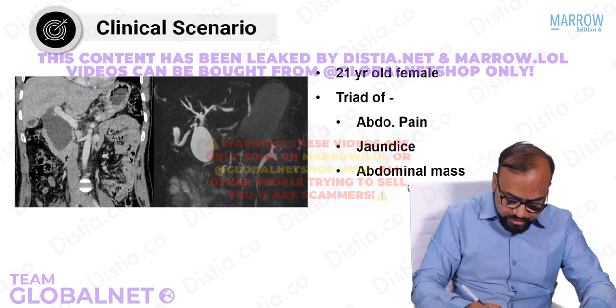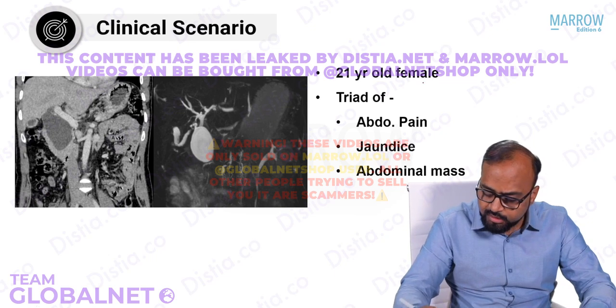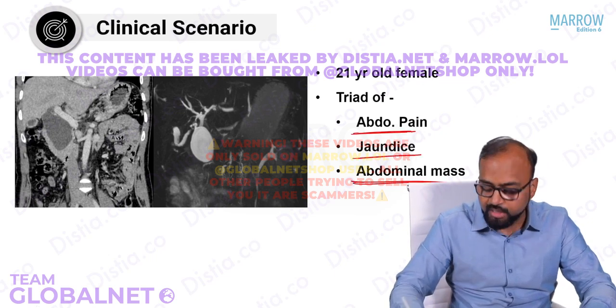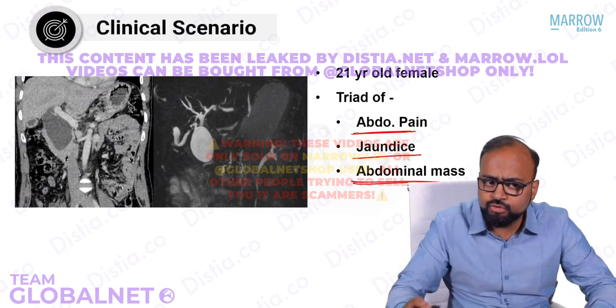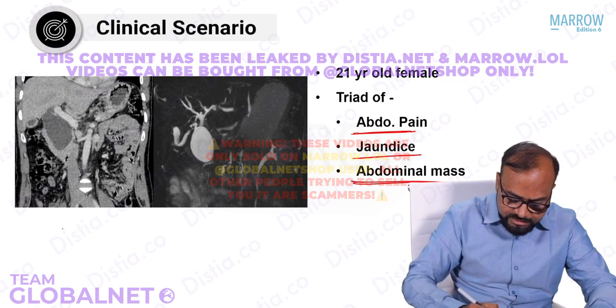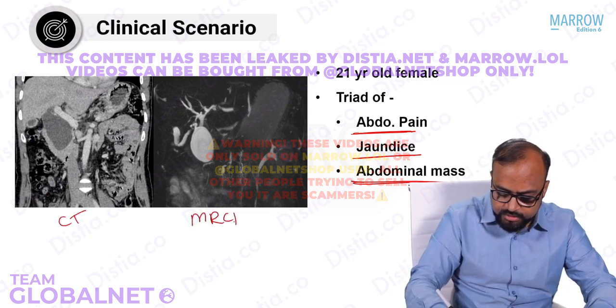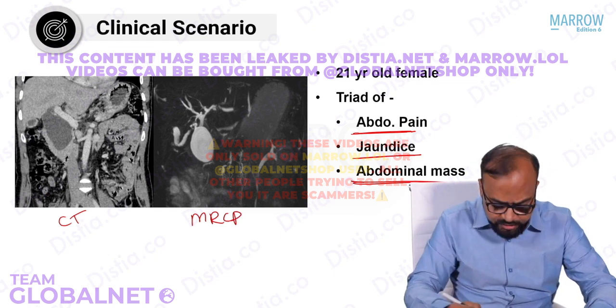Now see, a 21-year-old female presents with a triad of abdominal pain, jaundice, and a mass. Abdominal pain, jaundice, and mass is a classic triad. And what do you see on imaging? Now, on this CT and MRCP imaging, what do we see? We see dilated biliary tree. What part of biliary tree is dilated?